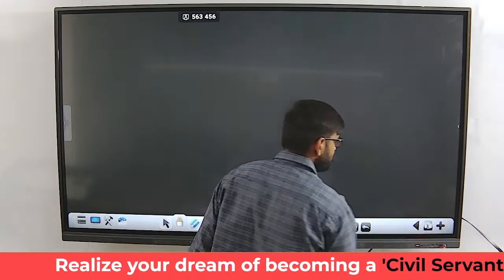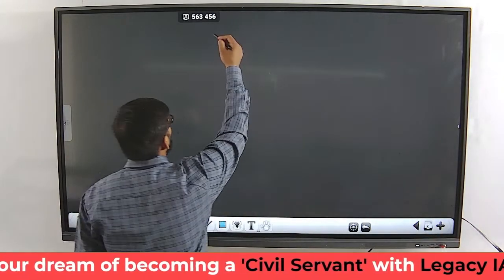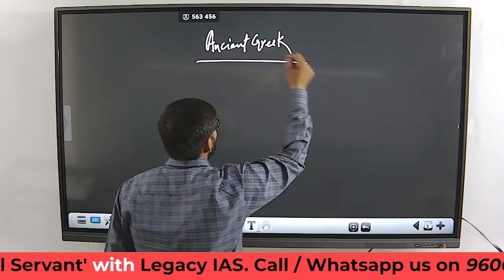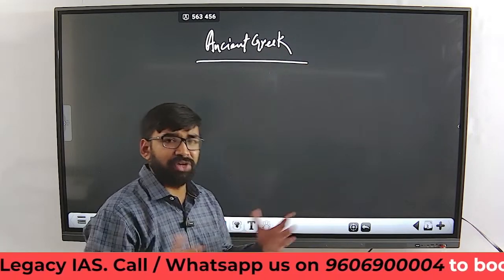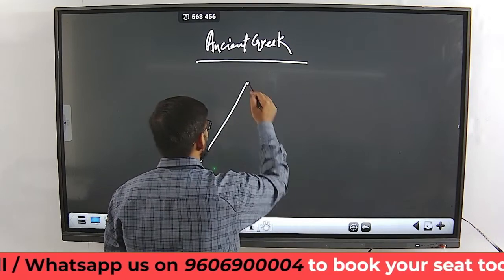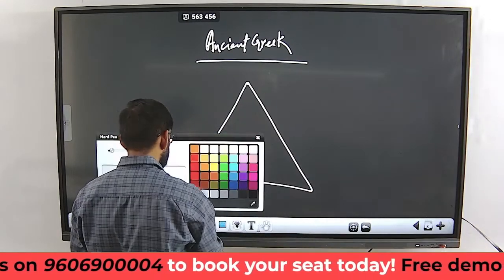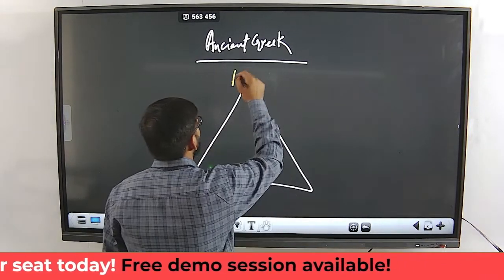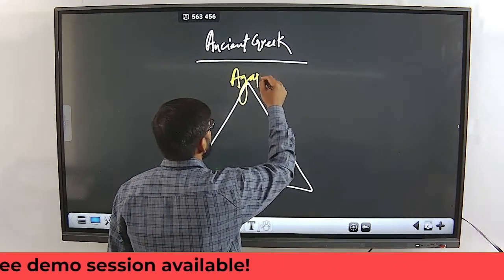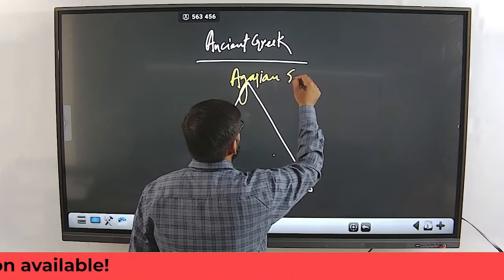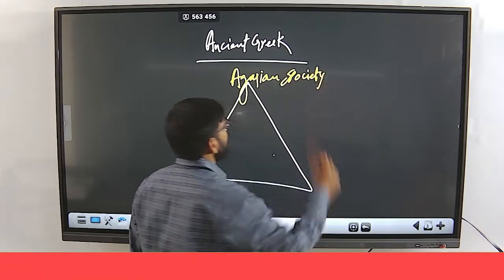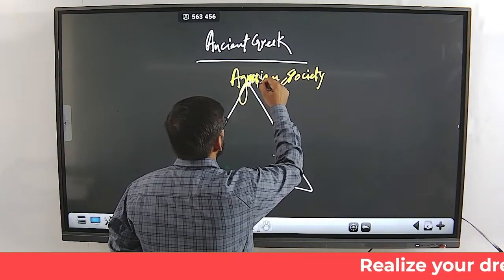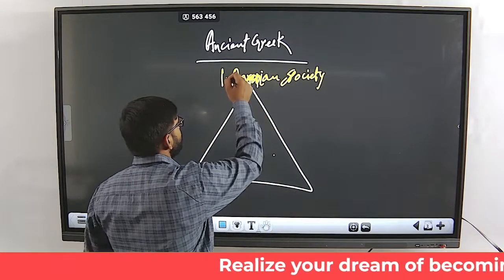Now, what are the important features of ancient Greek? Ancient Greek has some features. The most important feature is that ancient Greek was an agrarian society. Agrarian society means society was based on agriculture. This is one of the most important features.